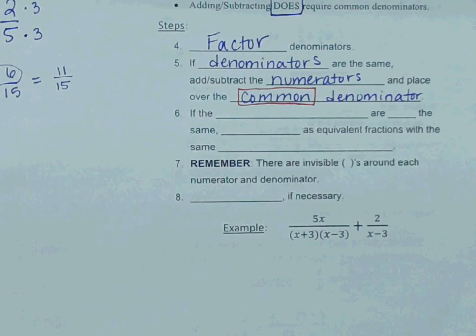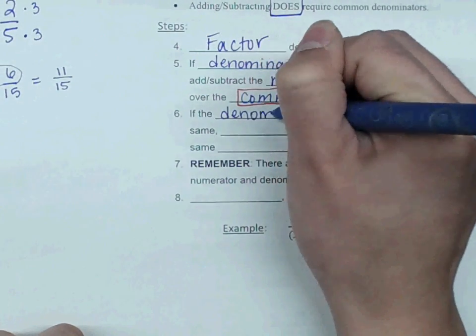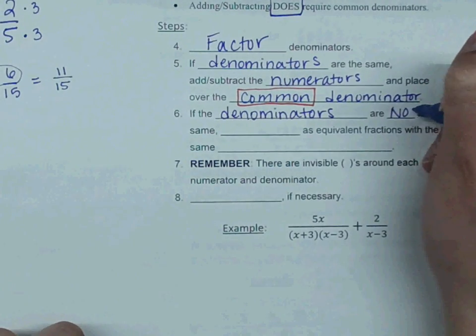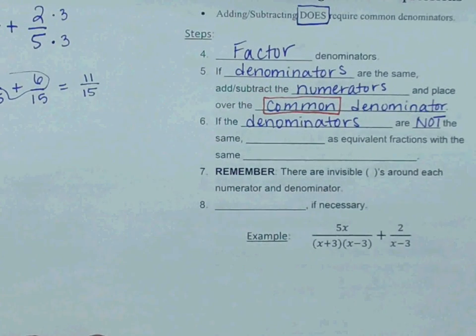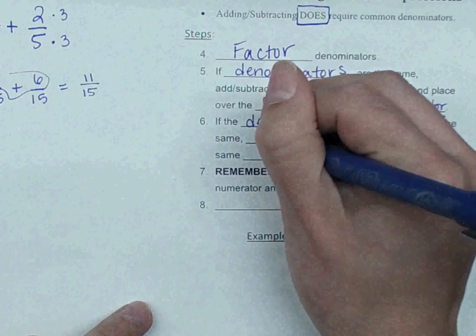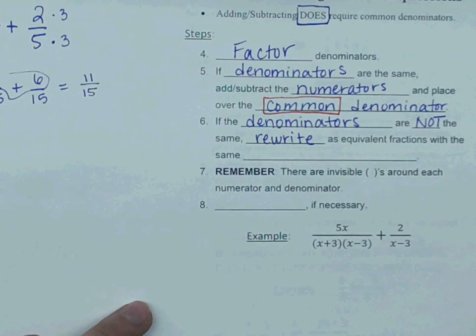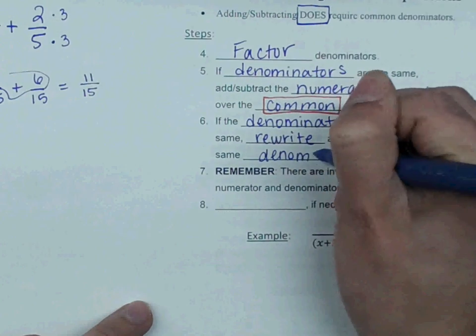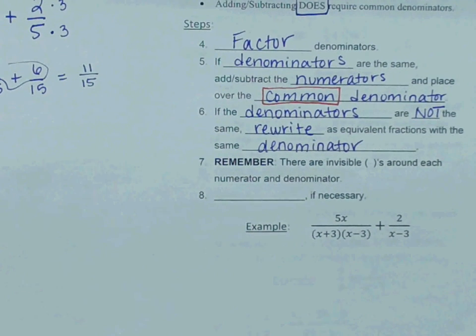That would be the easiest way of doing it, or the easiest type of problem. So then what if the denominators are not the same? If the denominators are not the same, like our example with the 3 and the 5, then what you're going to do is rewrite those as equivalent fractions with the same denominator. That sounds kind of repetitive, but essentially, it's just like that fraction example we did there. If they're not the same, we need to make them the same somehow.